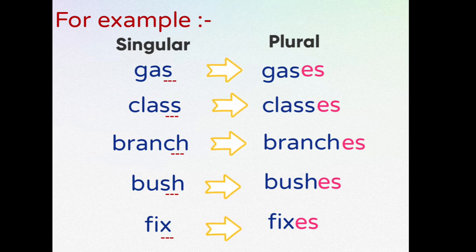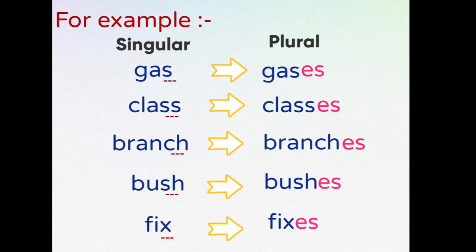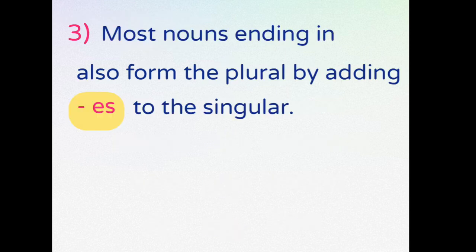So it became classes. Now to form the plural of branch. Branch is ending in ch, so we are going to add es: branch, branches. Next, bush. It is ending in sh. To form its plural, we are going to add es: bush, bushes. And the last one, you can see it's fix, ending in x. So again we have to add es to make it plural: fix, fixes. Okay? I hope you have understood. Let's go to the third rule.